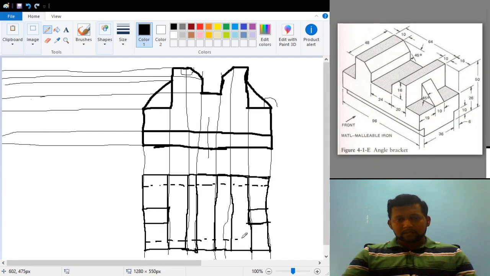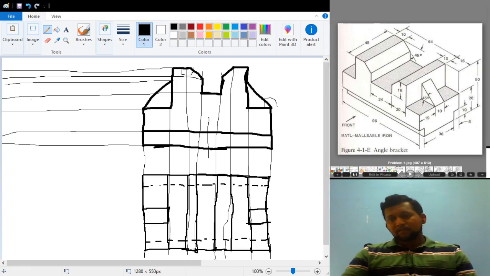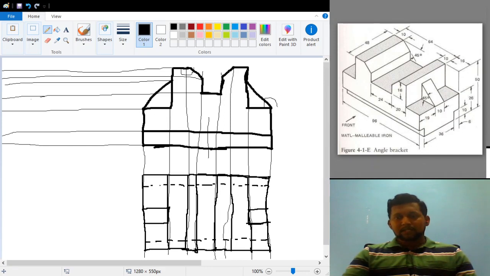Again, whatever edges we are not able to see in a particular view, we have to show them by means of a dotted line. So when you are seeing this from the top, you will not be able to see that there is some cut portion at the bottom. But we have to represent that. How will we represent it? By means of hidden lines. The hidden lines are nothing but dotted lines. Okay, so now we are completely done with the top view.